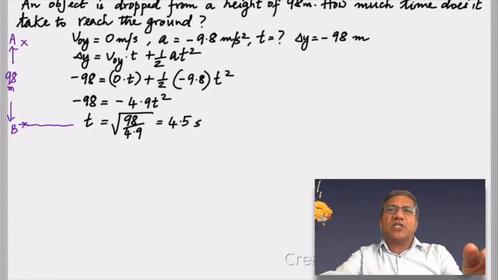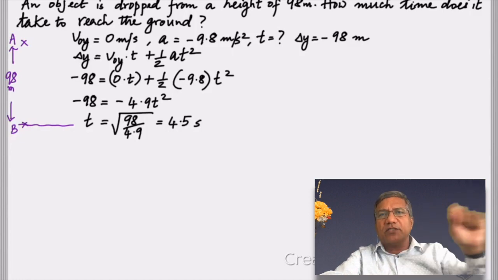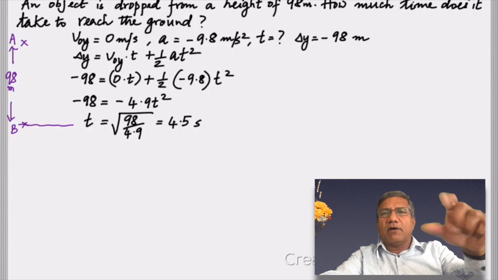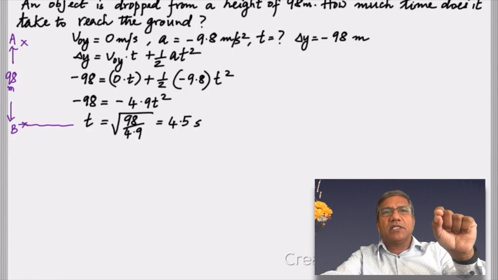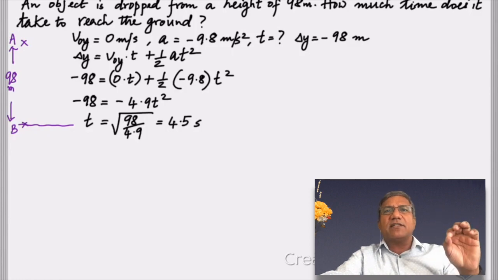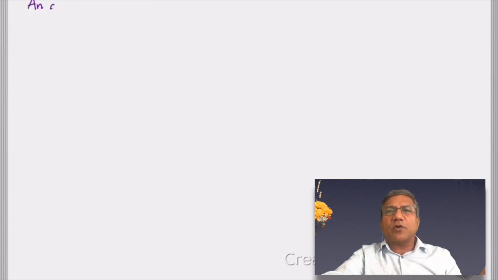What if the object was not dropped from that height? What if it was given a horizontal velocity of 10 meters per second? Will it take the same time to reach the ground? Yes, of course it will, because when you project it horizontally, the initial vertical velocity is still 0 meters per second. So none of these quantities change. It'll take the same time to hit the ground.